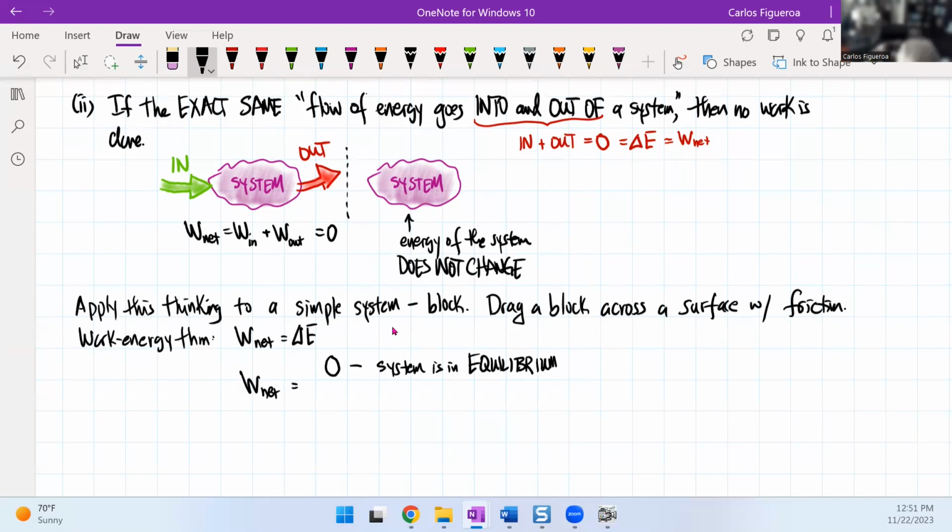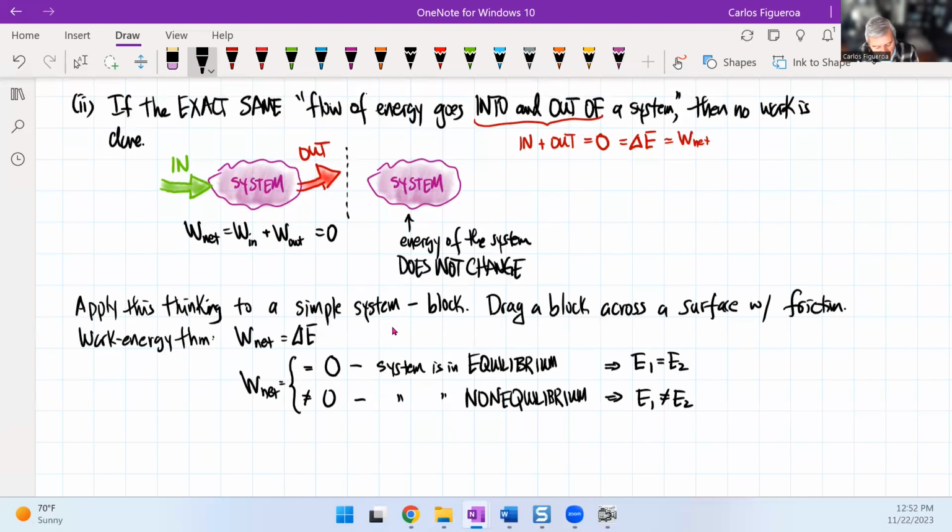However, I shouldn't have written it like that. Maybe what I should have done is say it equals. But if it does not equal zero, then I'm going to say that the system is in a non-equilibrium state. These have very specific meanings. This tells me that the energy of the system before and afterwards are exactly the same. In this situation, they tell me that these two energies are not the same.